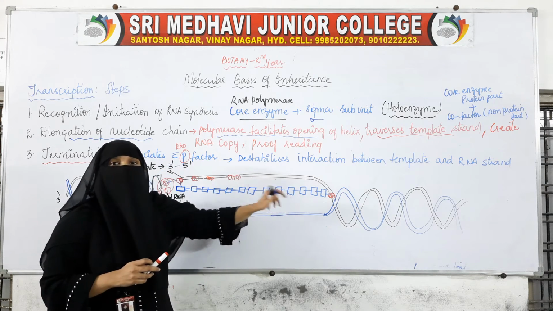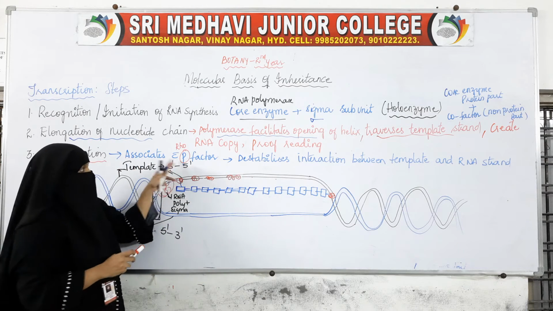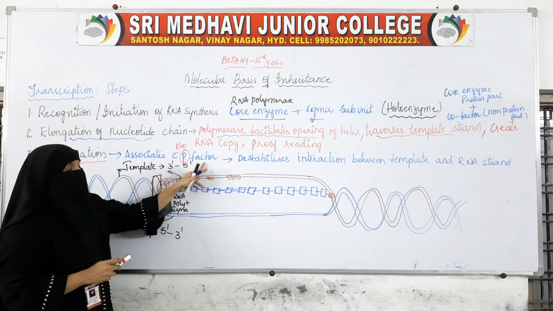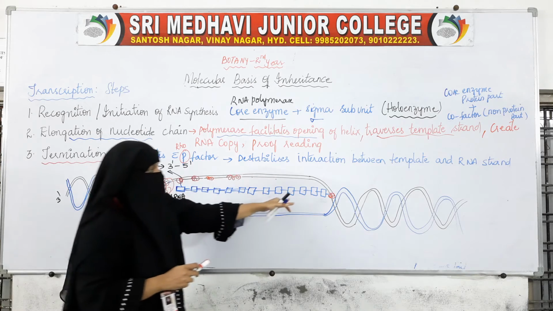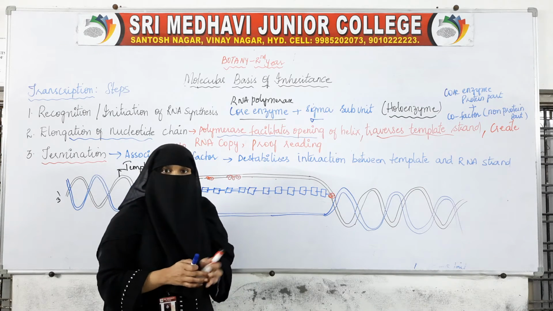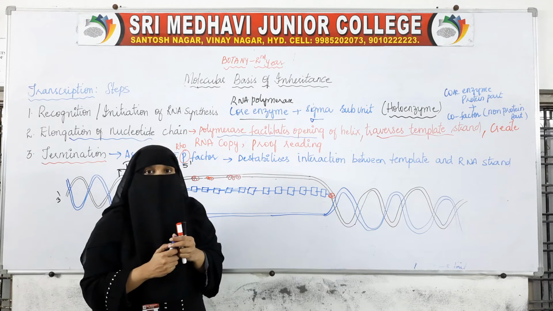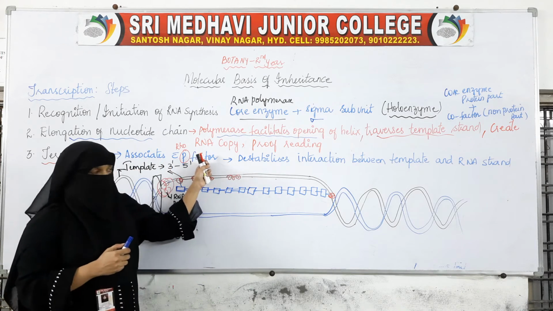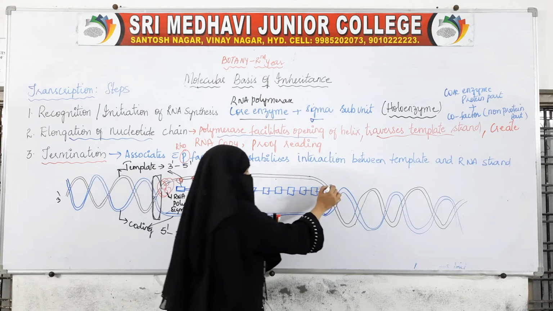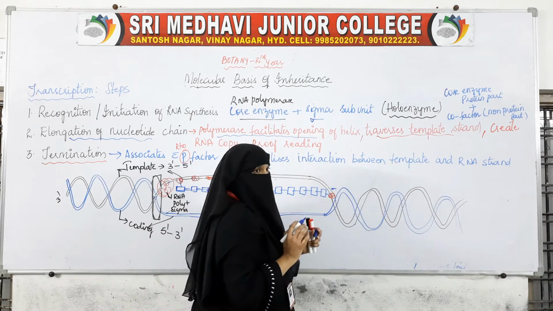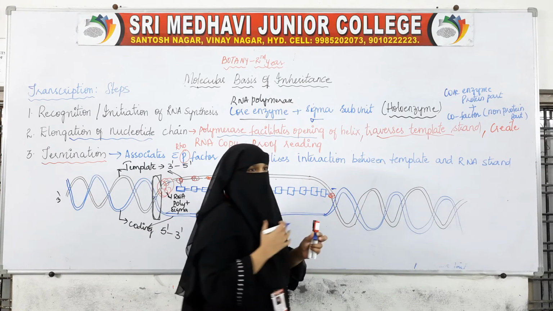There will be Rho factor. Here it associates with the Rho factor. Here now somewhere Rho factor will be present. So this polymerase enzyme associates itself with the Rho factor. Now here, for example, if Rho factor is present, we have this transcription, and Rho factor will be there.